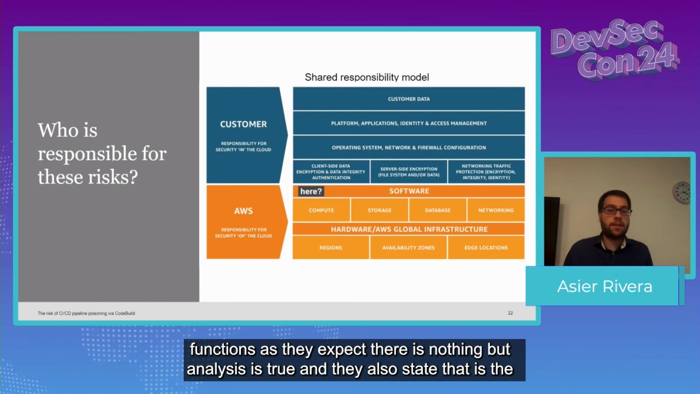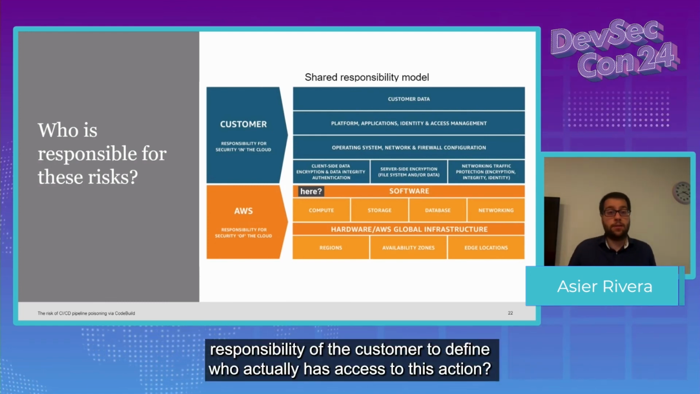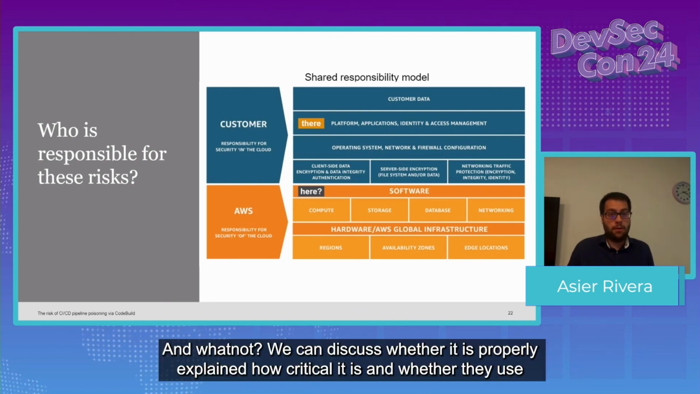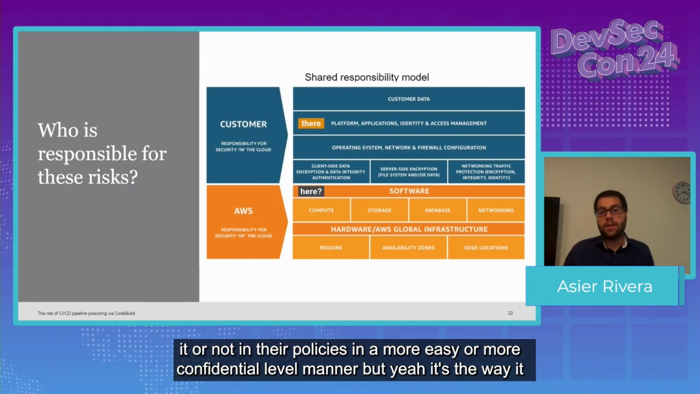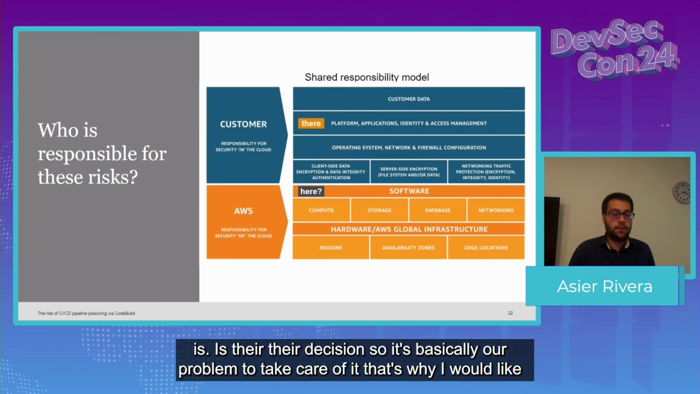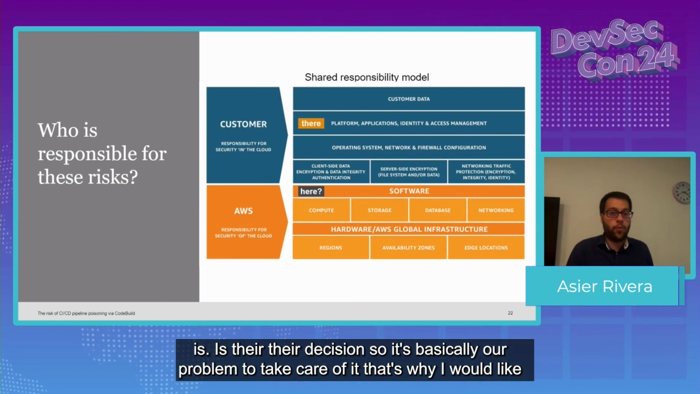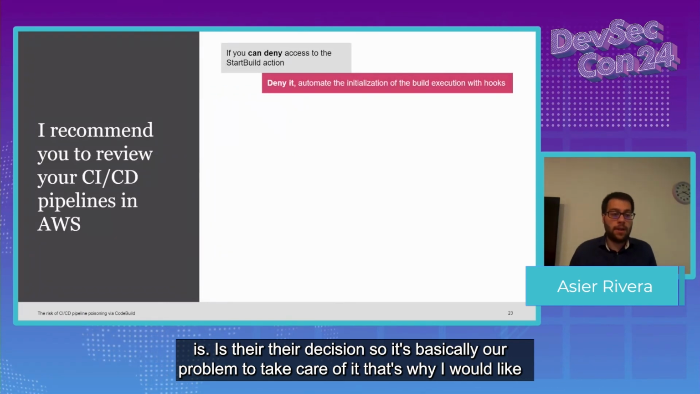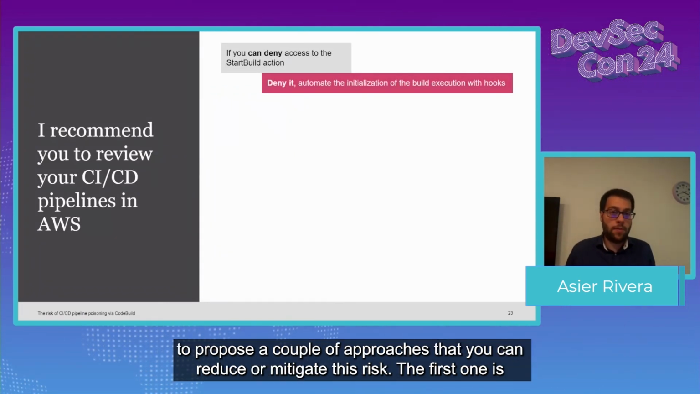And they also state that it's the responsibility of the customer to define who actually has access to this action and whatnot. We can discuss whether it is properly explained, how critical it is, and whether they use it or not in their policies in an easier or more confidentiality-aware manner. But yeah, it's the way it is, it's their decision. So it's basically our problem to take care of it. That's why I would like to propose a couple of approaches that can reduce or mitigate this risk.